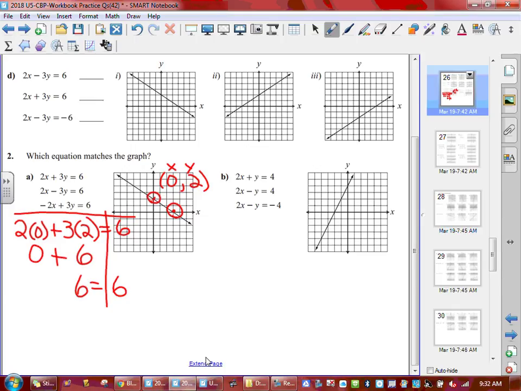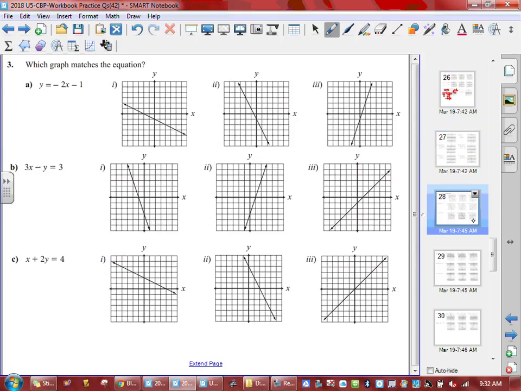We have to see which other ones work. So far we know this one worked just fine. Now let's check again. We have a negative here. If I put a negative sign there, that's going to make this negative 6. Does negative 6 equal 6? No. We found our matching equation already, but I just wanted to show you how the second one doesn't match. Again, you're just doing right side, left side. Find a point on the graph and put it in for X and Y.